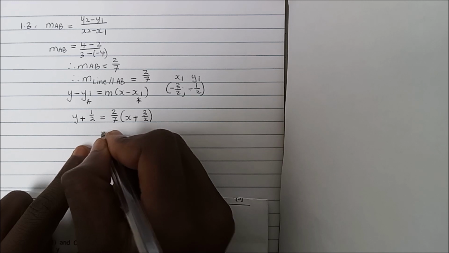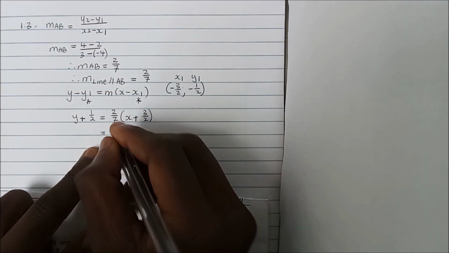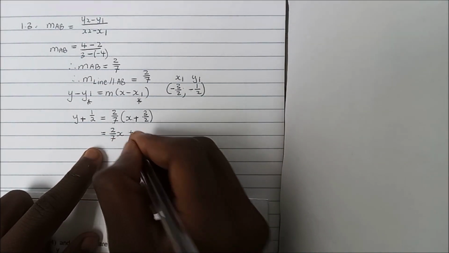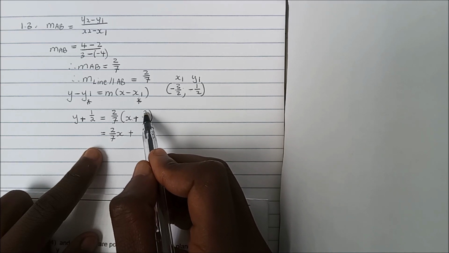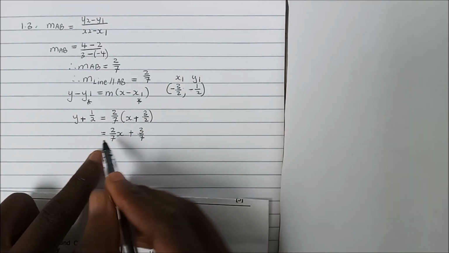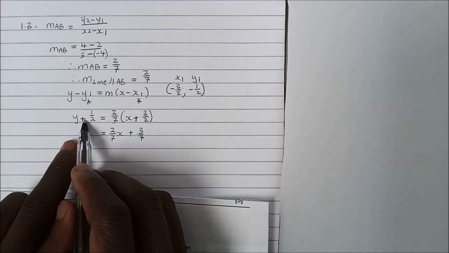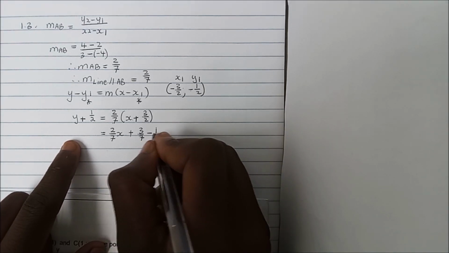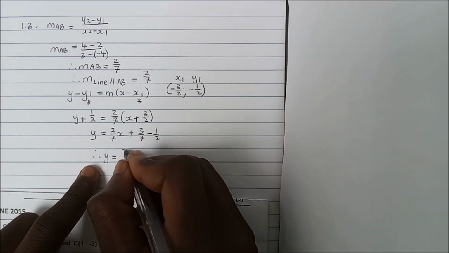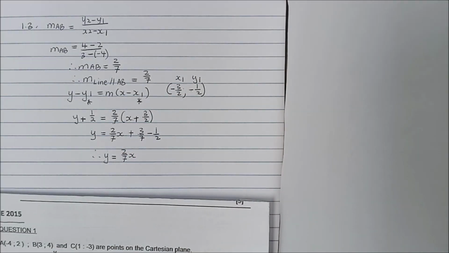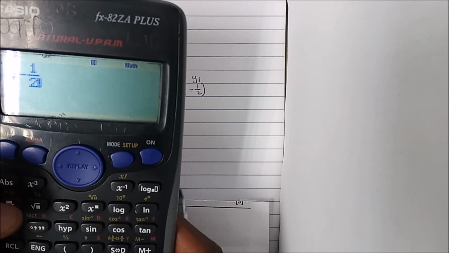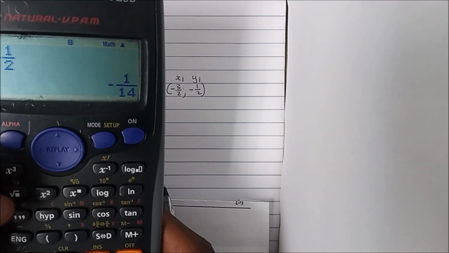So now let's go ahead and simplify. 2 over 7 times x is 2 over 7x. And then we have plus 2 over 7 multiplied by 3 over 2. The 2 will cancel, and we'll be left with 3 over 7. And then that 1 over 2, if it goes to that side, we will have minus 1 over 2, and then we'll be left with y. Therefore, y equals 2 over 7 x, and then we just use a calculator to find what is 3 over 7 minus 1 over 2, and then we get minus 1 over 40.